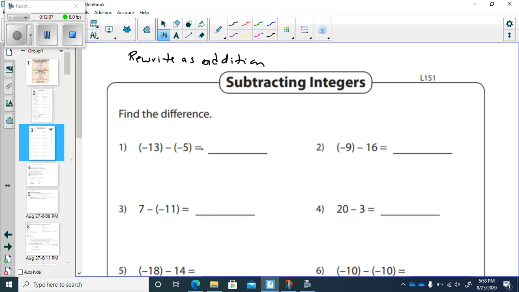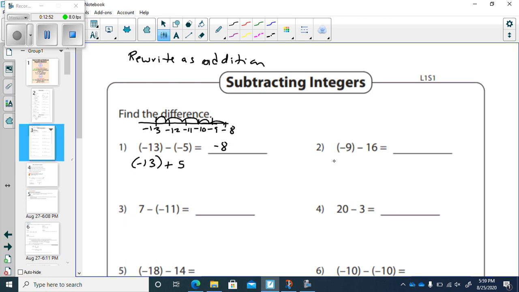Negative 13 minus negative 5. Okay, this number we keep. First number you keep, negative 13. You're adding, so you change that to that. Keep, change, opposite. The opposite of negative 5 is a positive 5. Negative 13 plus 5. If I started on a number line at negative 13, and I go up 5, that's 1, 2, 3, 4, 5. Negative 8, right? Negative 13, you go up 5. 1, 2, 3, 4, 5. Negative 8. All right?